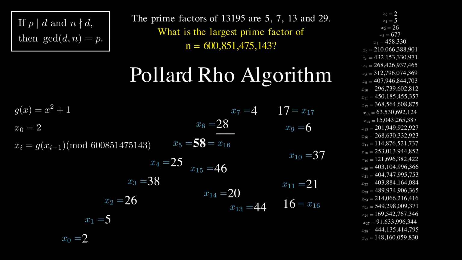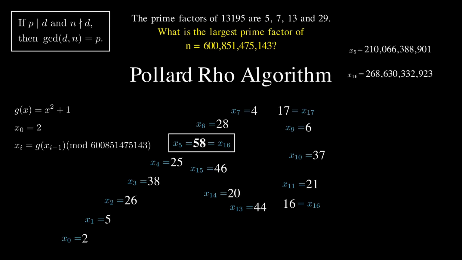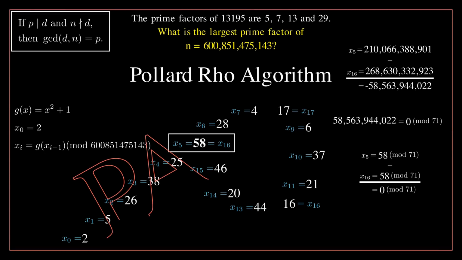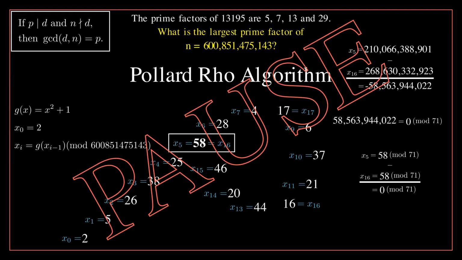So what am I going to use this diagram in the middle for? Well, the 5th entry and the 16th entry are both 58 mod p, where p is 71. And so if I take the difference of them, then 58 minus 58 is 0 mod 71. So the difference of these two giant numbers up top is 0 mod 71. And when something's 0 mod 71, both its positive and negatives are, so we can just say that this 58,563,944,022 equals 0 mod 71. Pause the video here and figure out, why do we care about that number?